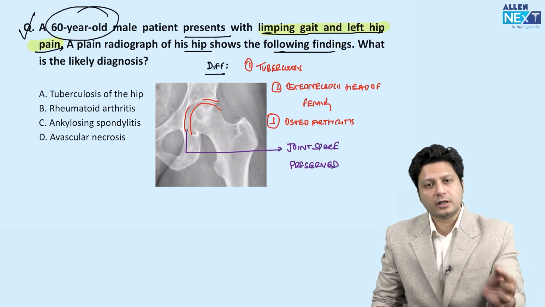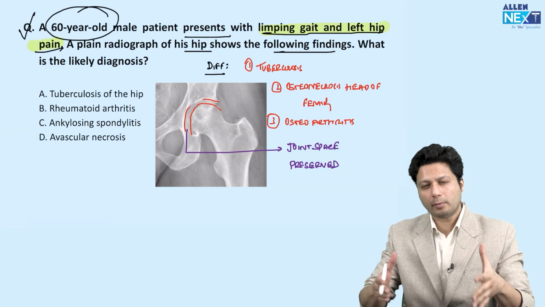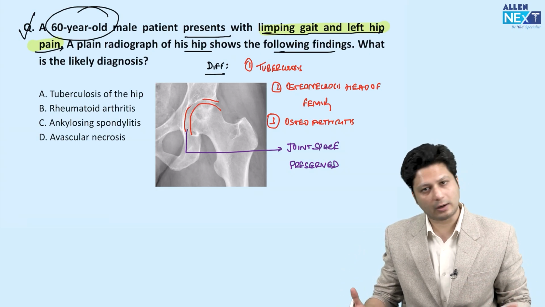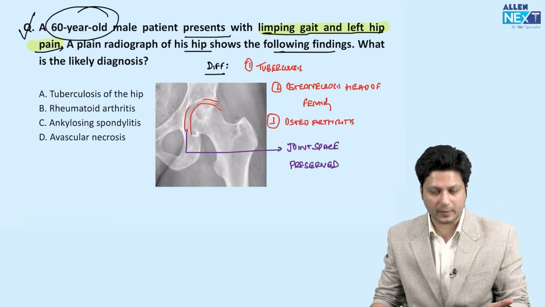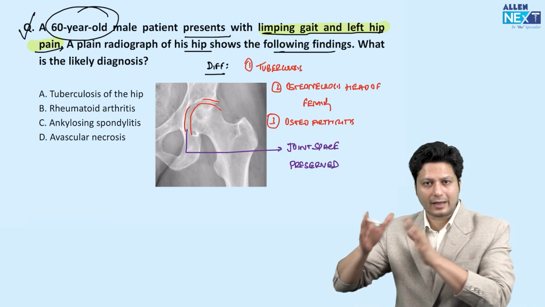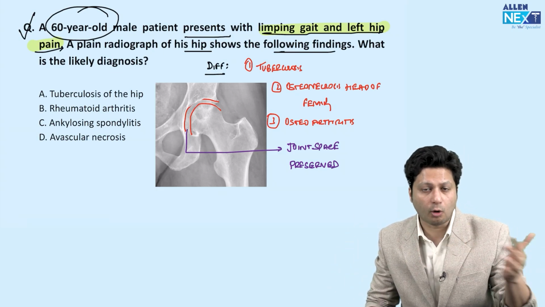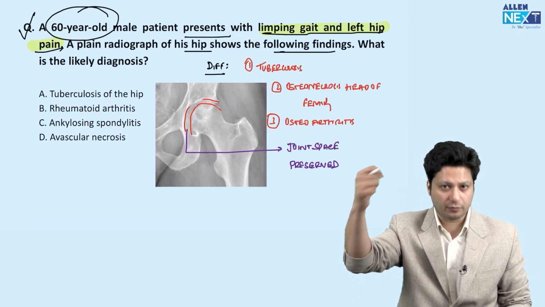Now, when the joint space is preserved, it also gives you a feel that probably this is not the X-ray of secondary osteoarthritis either, because in osteoarthritis there will be a reduction in the joint space. So the moment the joint space is found to be preserved, osteoarthritis as well as tuberculosis are almost ruled out. So possibly you are left with osteonecrosis of the head of the femur.